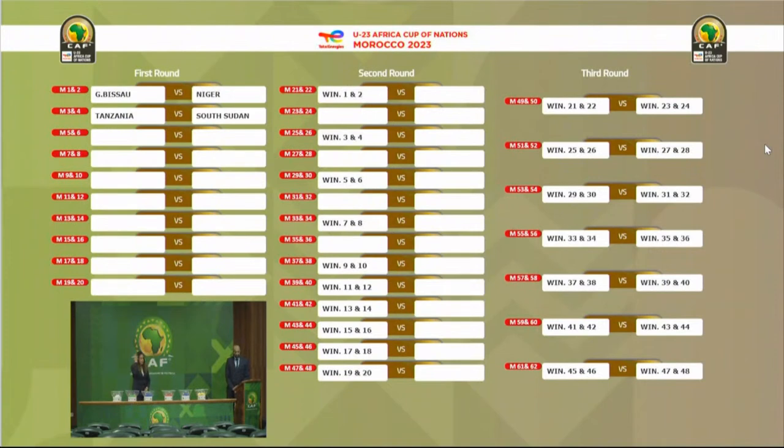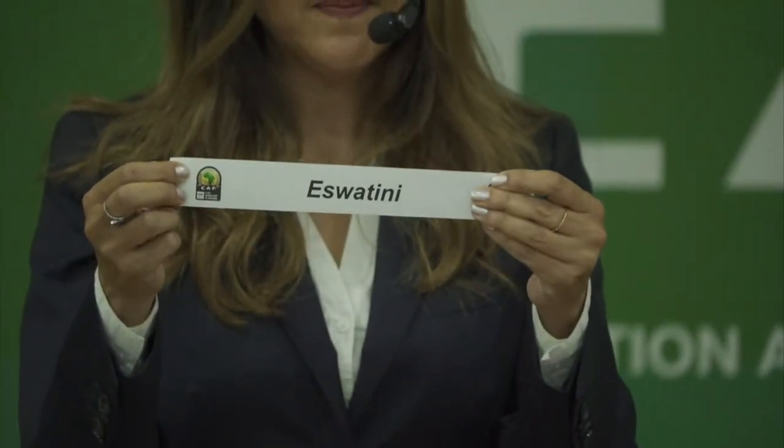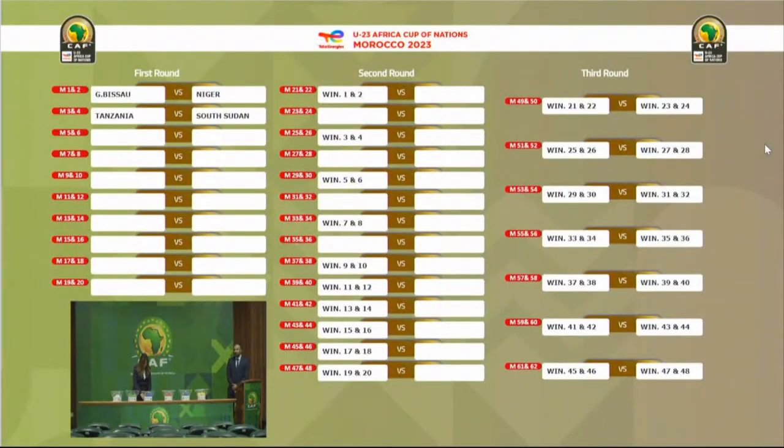Now we'll move to pot C, the teams of COSAFA. And the next two teams will play matches 5 and 6. Eswatini. We'll play the first leg at home. Let's see the opponent of Eswatini now.